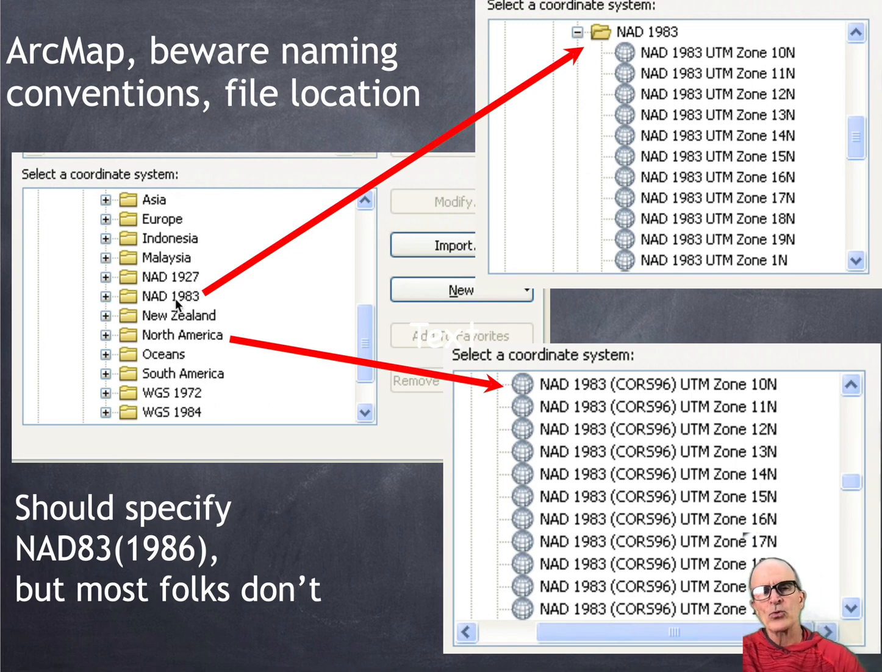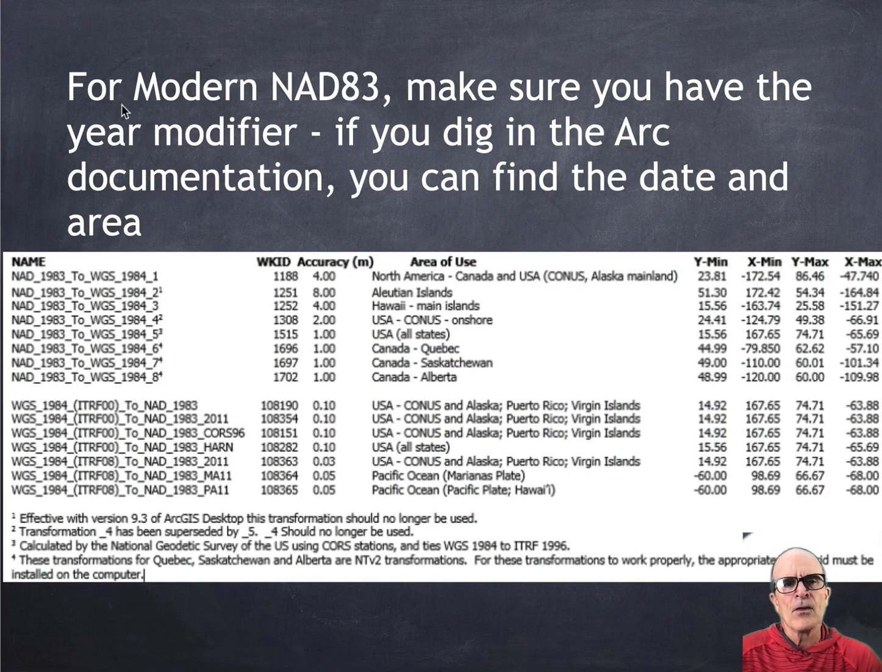So those all show up here, but they don't show here. And the bad thing is people will sometimes look for the projection, see, oh, I want NAD 83, that must be where it is, look in here and not find the various versions and say, well, I guess it doesn't matter, and pick the coordinate system they want, but they're picking the 86 version when maybe their data are in the 2011. So you can get in trouble without knowing that that's a landmine or a trap in ArcGIS, and make sure you know that they have the version supported. Right? For modern 83, make sure you have the year modifier if you can find the date and the area.